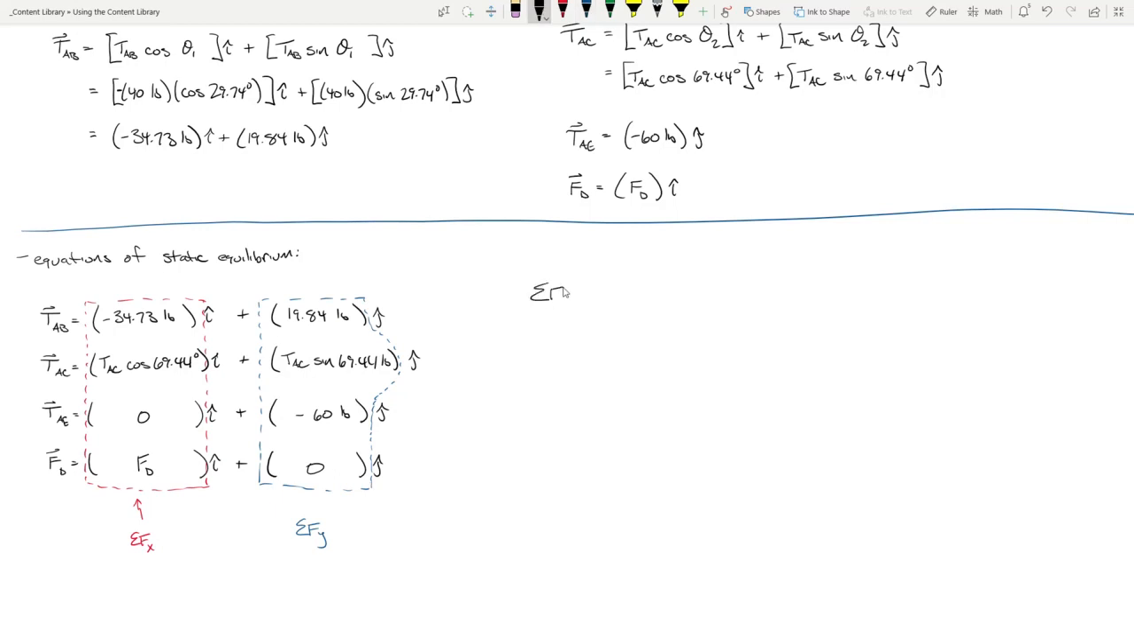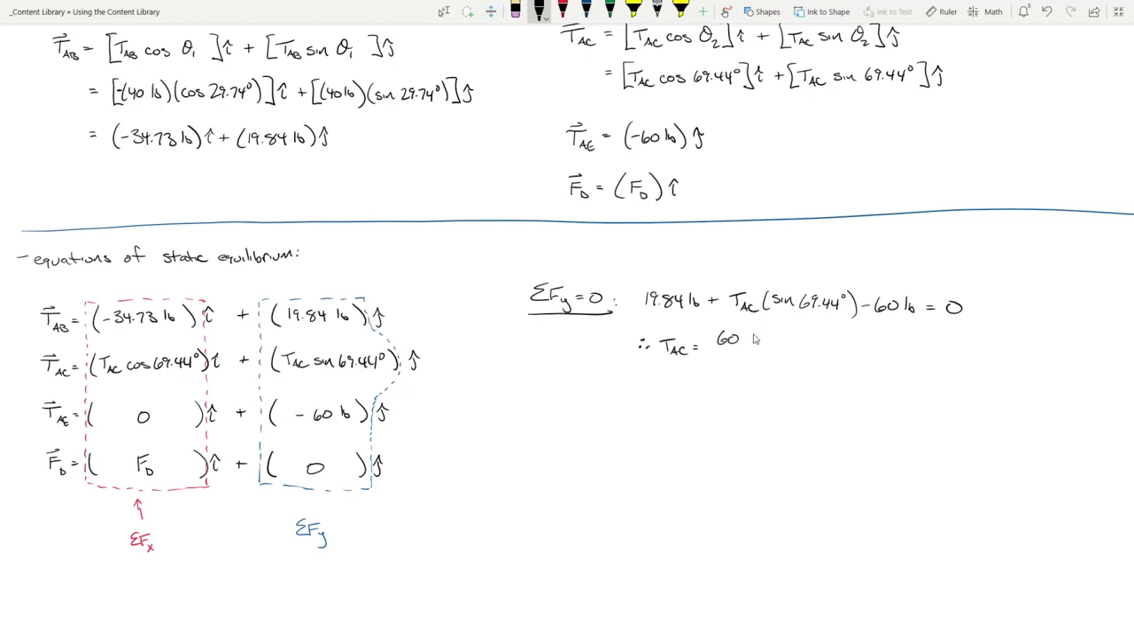Let's sum forces in the Y direction. So what do we get? We get 19.84 pounds plus TAC. I said, now there's a mistake that I caught. 69.44 degrees. I said 69.44 pounds. That doesn't count because I caught it. Again, you know, it's a corrupt system. All right, minus 60 pounds equals zero. So would it be fair to say that TAC is, so how would I do that?